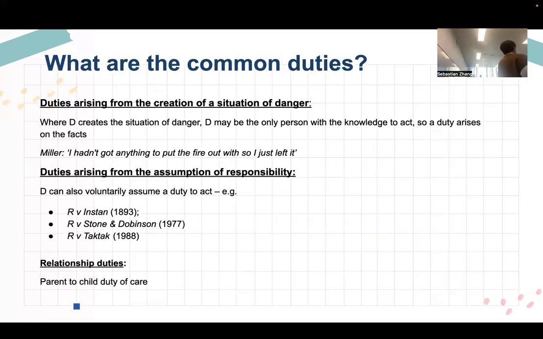So what are some of the common duties? These are also things that you want to take special care of from your reading guide. First of all is duties arising from the creation of a situation of danger. For example, if the defendant creates a situation of danger and D may be the only person with knowledge to act, the duty arises.